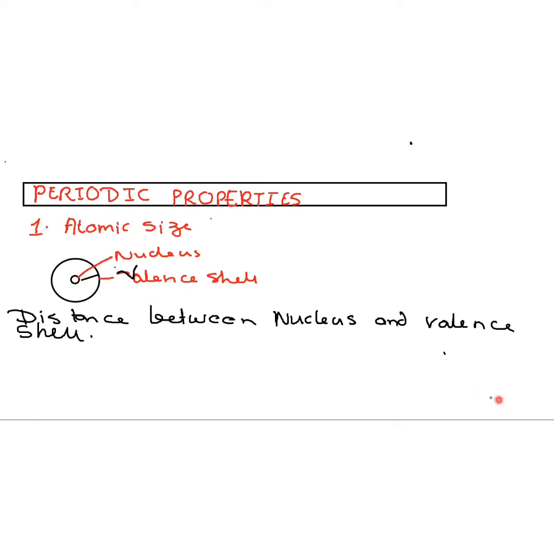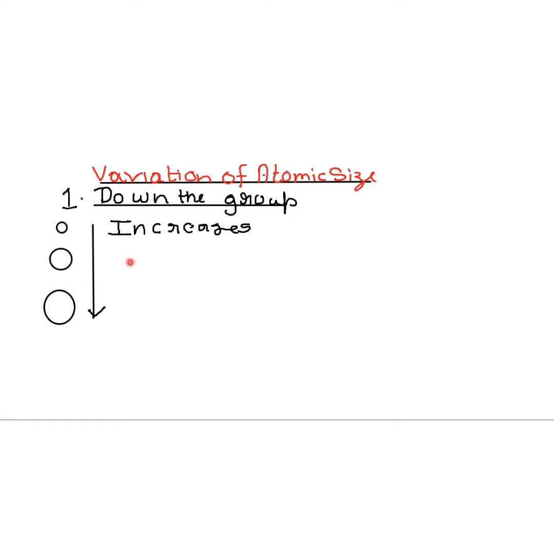Now we are going to see how this atomic size varies down the group and across the period. First, how the atomic size varies down the group. As you can see, the size of an atom is quite increasing when we are moving down the group. So it means the atomic size is going to increase down the group. Now why does it happen? Atomic size increases down the group because when we move down the group, the number of shells increases one by one.